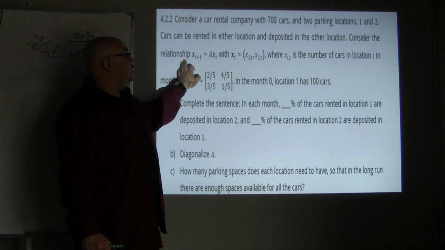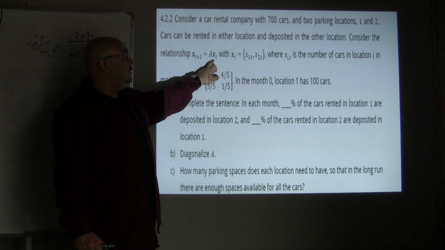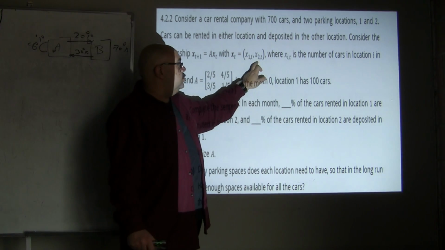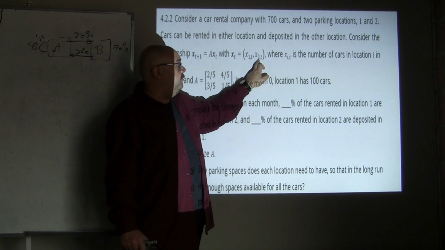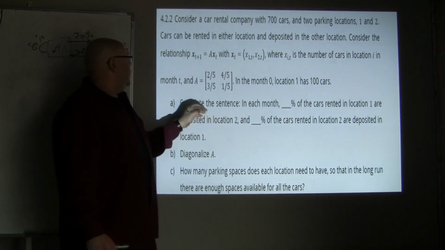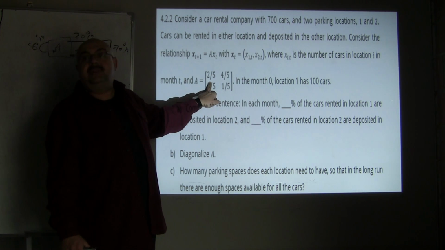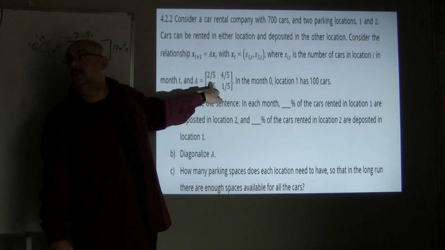Consider the relationship x(t+1) is equal to A x(t). x(t) is x1(t), x2(t) for the second parking at any time. Okay, he is giving you the A matrix with the percentages. What does this entry stand for? What does 4 over 5 stand for? What is this number? 2 over 5.